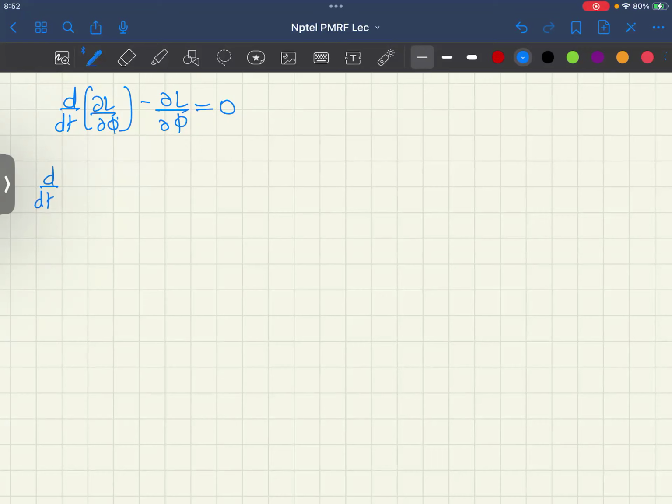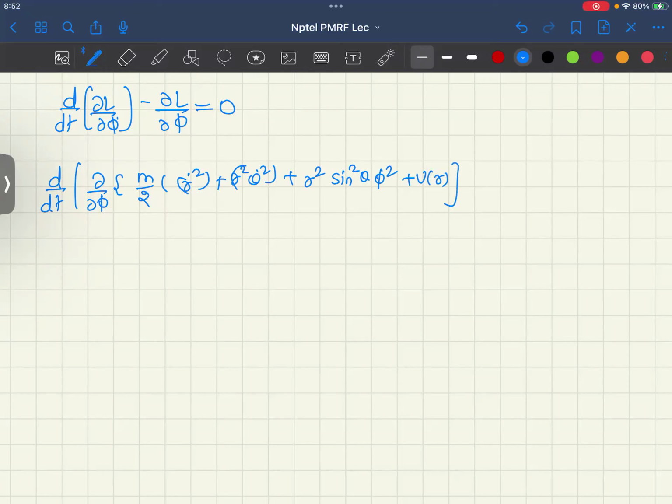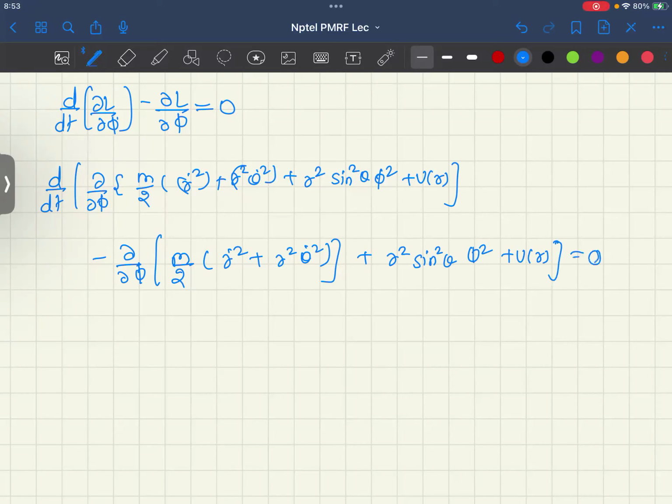Which means d by dt of ∂L/∂φ dot, sorry, d by dt of ∂ by ∂φ dot of m by 2 into (r dot square plus r square theta dot square plus r square sin square theta phi dot square) plus U of r, minus ∂ by ∂φ of m by 2 (r dot square plus r square theta dot square plus r square sin square theta phi dot square) plus U of r is equal to 0.